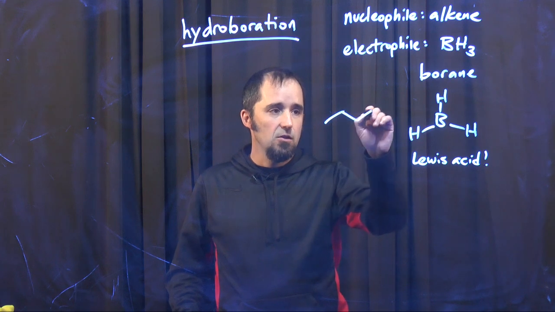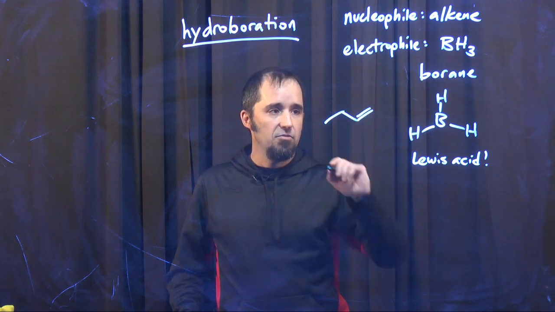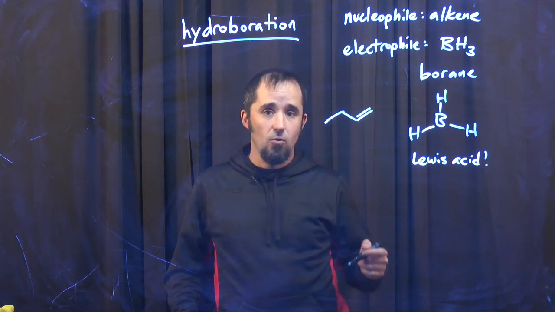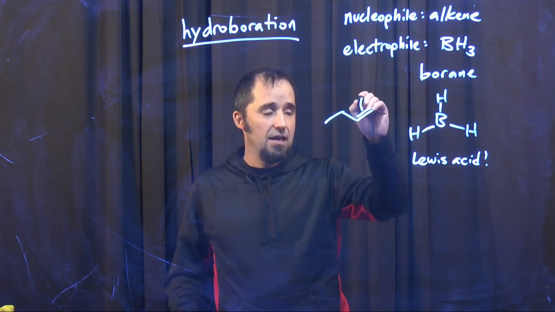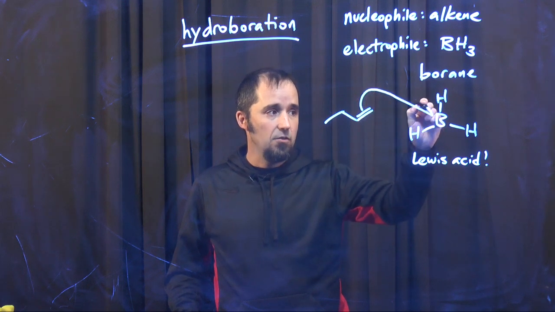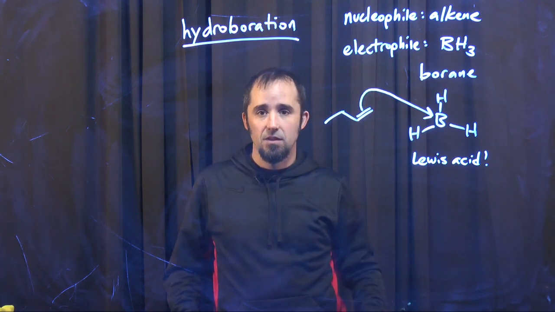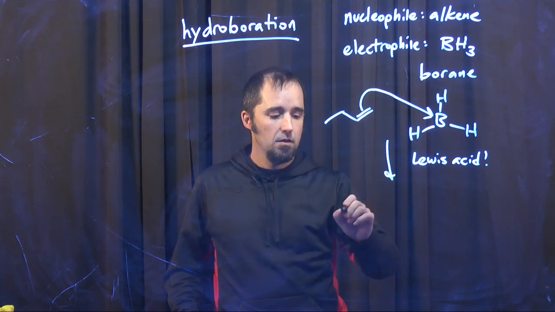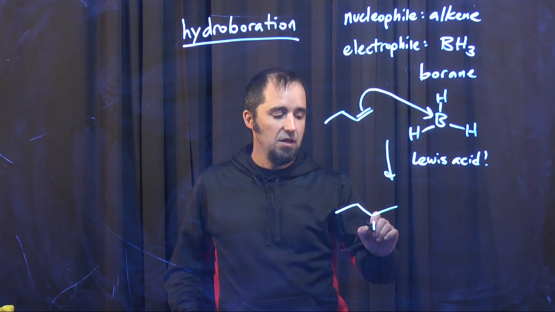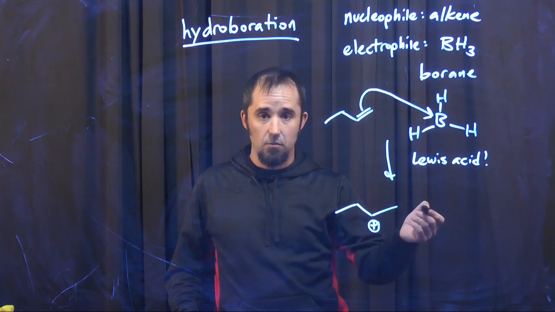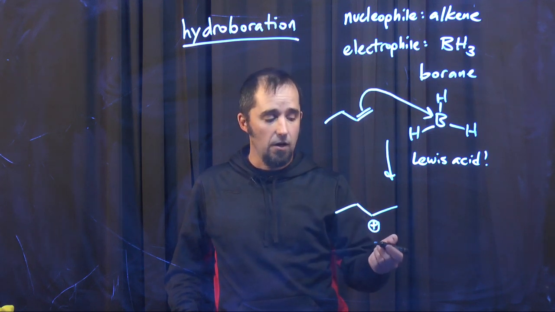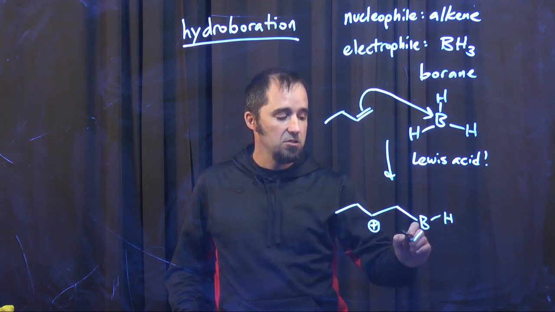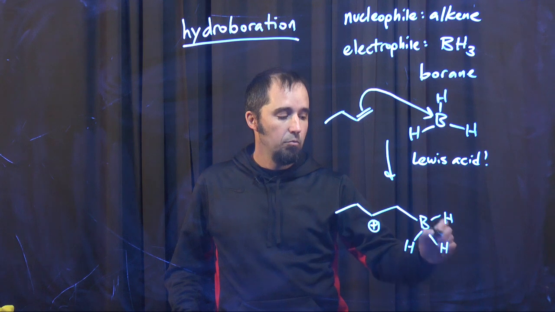I am still going to think of alkenes reacting kind of like they did before, right? So this is my electrophile. The double bond swings out and grabs some electrophile, in this case boron. What does that give me? Well, that would give me a cation over here, just like when we added HBr. And now I've got a negatively charged boron.